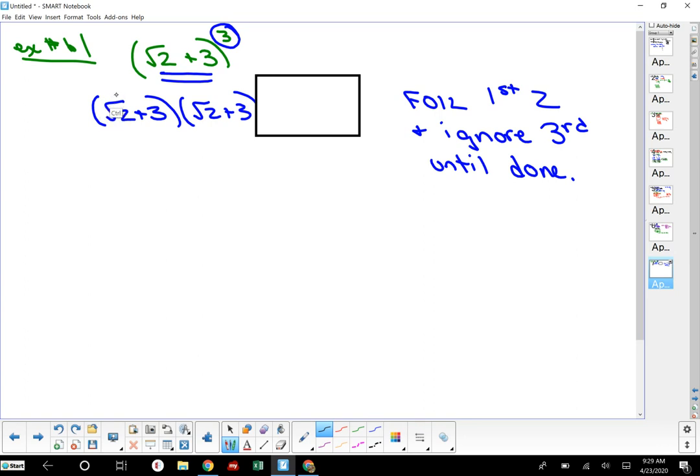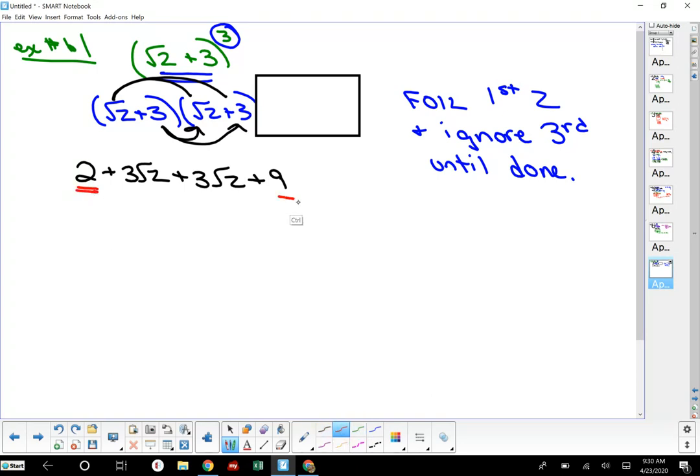Okay, so when we FOIL here, rad 2 times rad 2 is just plain 2. If you need to write out rad 4 goes to 2, feel free, but I'm not going to. Rad 2 times 3 is 3 rad 2. Another 3 times rad 2 is another 3 rad 2. And 3 times 3 is 9. Then you have some like terms here. The 2 and the 9 become an 11. And the 3 rad 2 and 3 rad 2 become 6 rad 2.